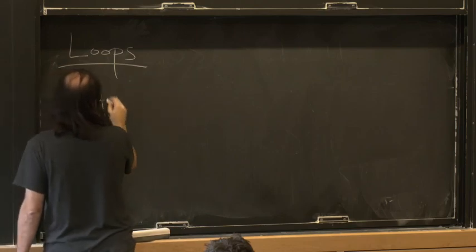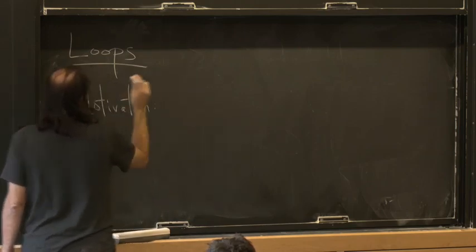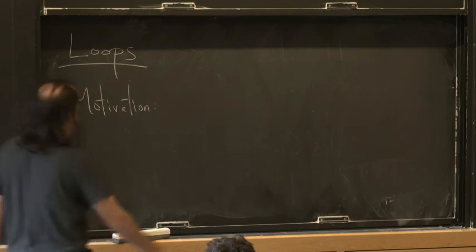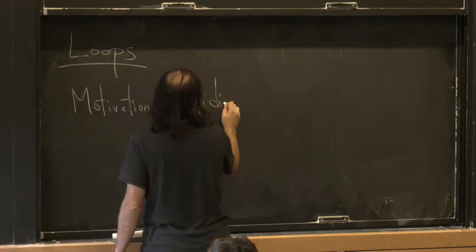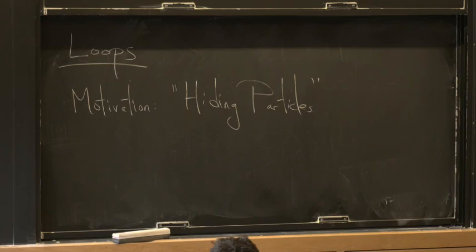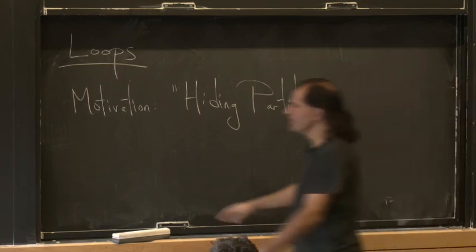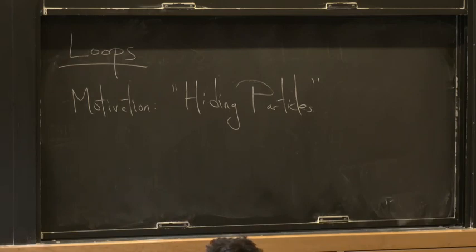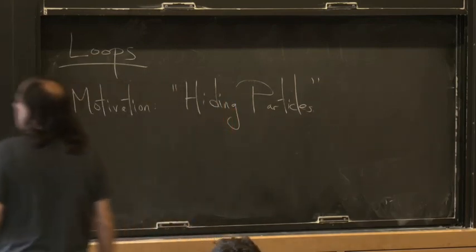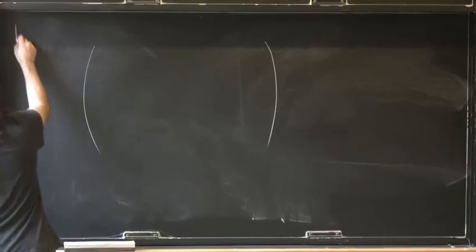And we're going to do this by thinking about what it would mean to hide particles. So this is all just sort of loose motivation. And we're going to do this already at the level of the positive Grassmannian. So what do I mean? Imagine you have a bunch of columns. So go back to the Grassmannian.